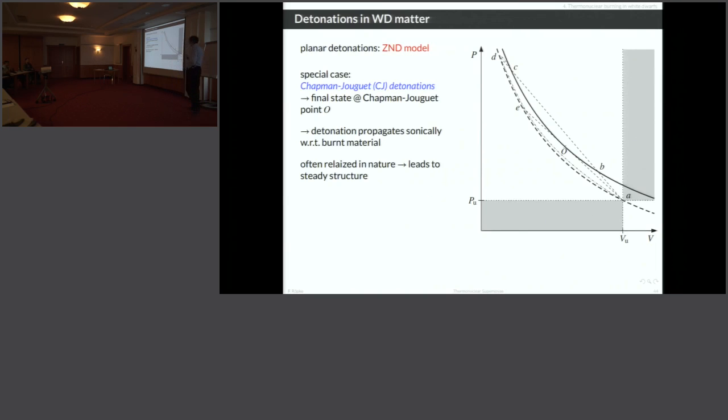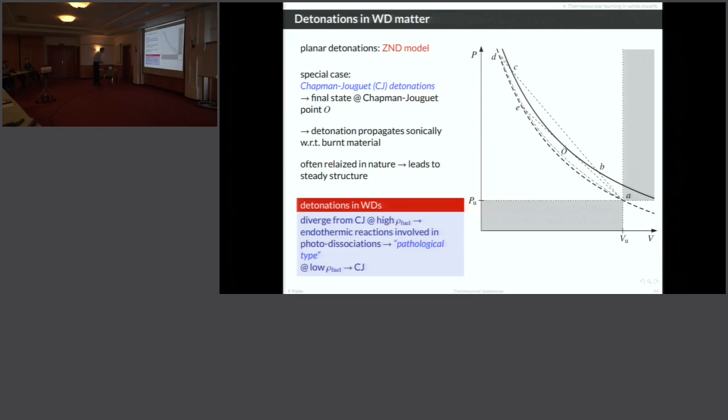And this is actually a particularly stable configuration that is often realized in nature. So quite often we have detonations propagating in this Chapman-Jouguet mode. So what about detonations of white dwarfs?